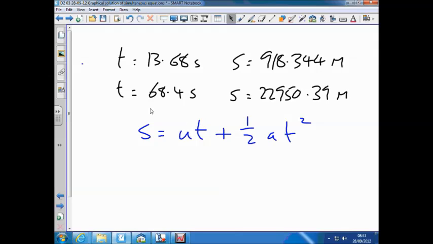And then it's continuing to move, so it's one experiment. We note after 68.4 seconds that it's now at a distance of 22,950.39 meters. That allows us to set up two equations to find U and A. We've got two unknowns, U and A, so we need two equations, two scenarios, two sets of information to be able to find what they are. So, what do we plot?